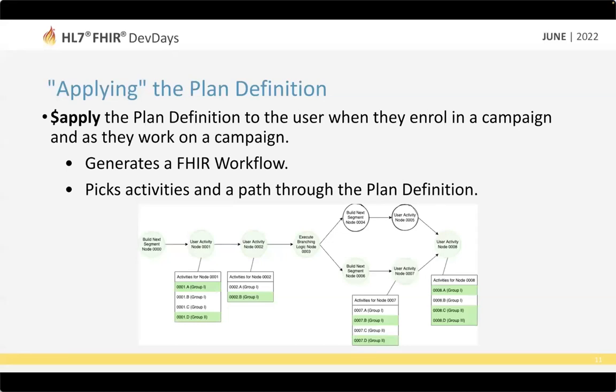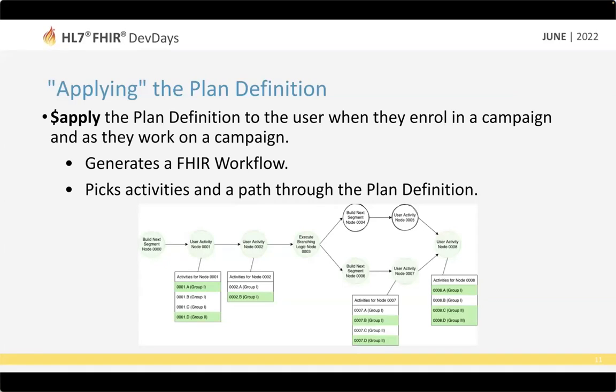They're all highlighted in green. If branching logic is specified, then the user will work through activities until they hit that branching node. And then we won't compute any activities for them to do beyond that. We'll wait for the user to reach that point and then evaluate the branching logic that's defined at that node before determining how to proceed beyond it.